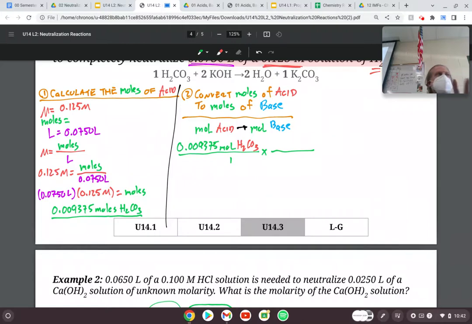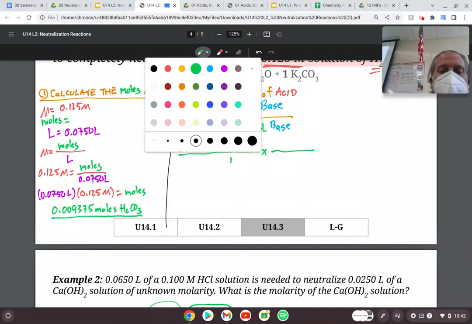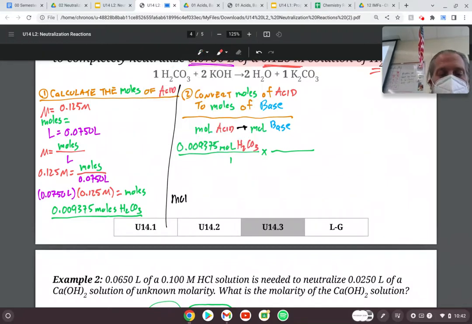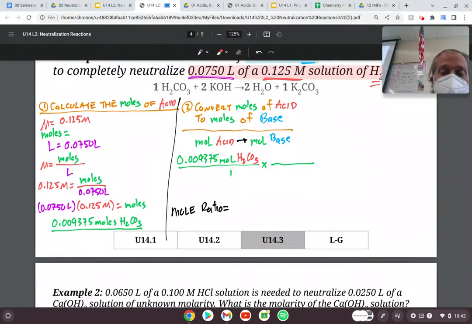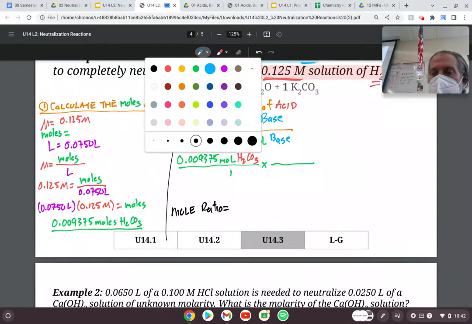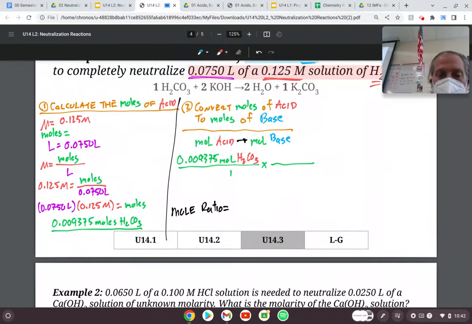So if we went moles to mass, we use the molar mass. If we went mole to mole, what do we need to use? Molarity, not quite. We're almost there. We would use our mole ratio, right? And our mole ratio comes from our balanced chemical equation.